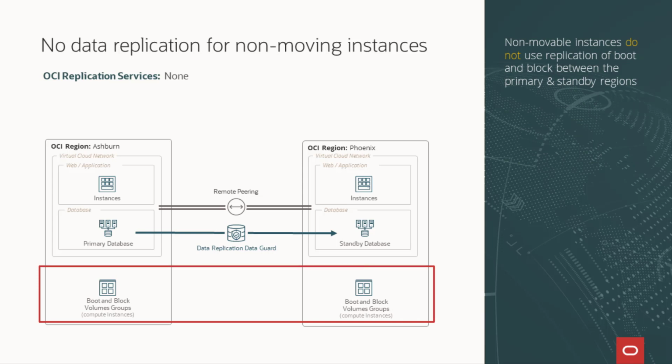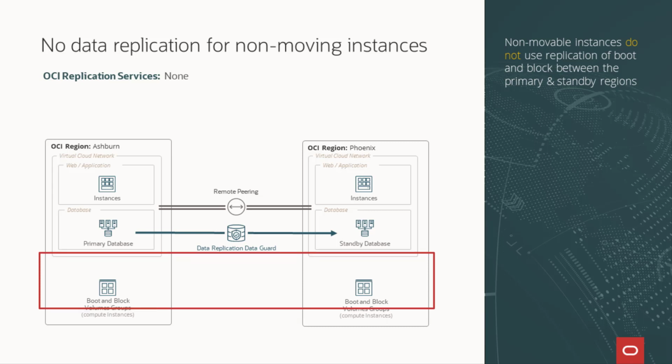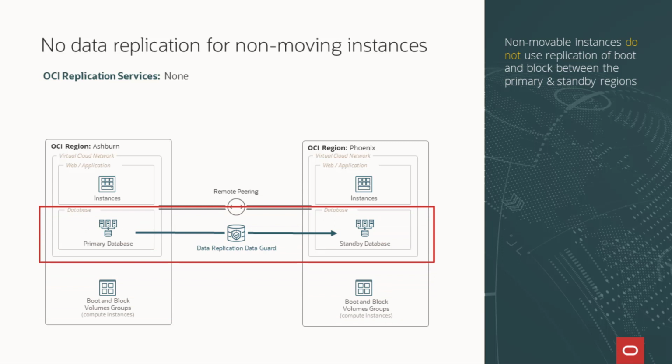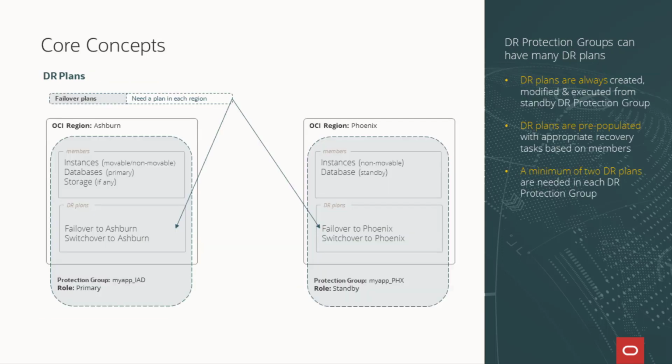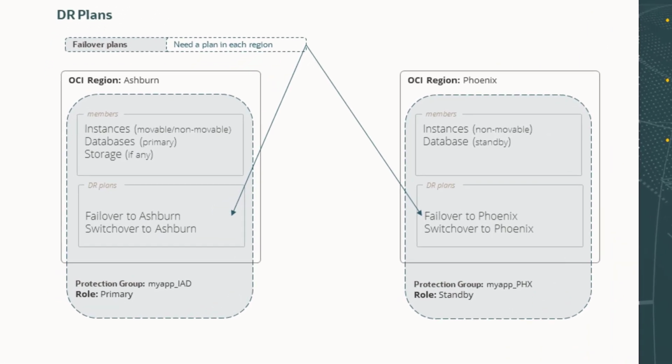Non-movable compute instances do not require replicated storage because the virtual machines never moved from the region in which they were initially created. Again, Oracle databases do not use block storage replication. They use DataGuard instead. You'll need to create a failover plan for each DR protection group.